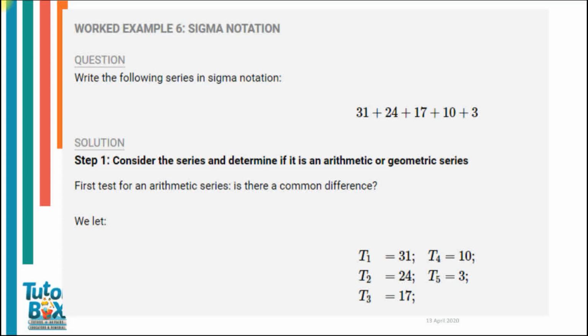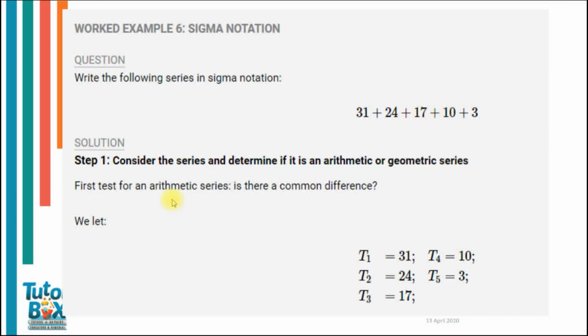Now let's look at this one. This one is the opposite. Now we have to write the following series in sigma notation. We have 31 plus 24 plus 17 plus 10 plus 3. So step 1, consider the series and determine if it is an arithmetic or a geometric series. First let's test whether it's arithmetic, is there a common difference? Let's ignore those pluses and take it as just the sequence: 31, 24, 17, 10, and 3.